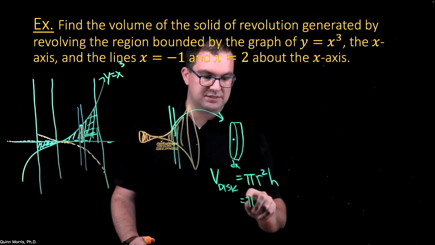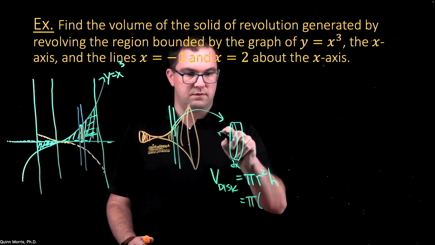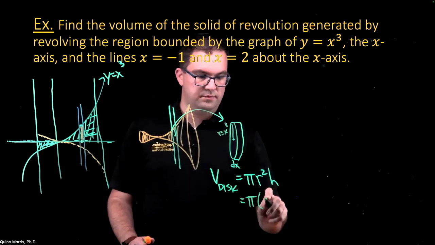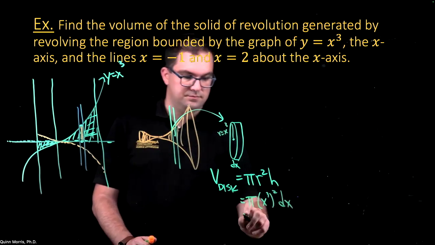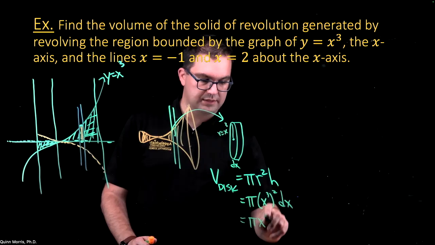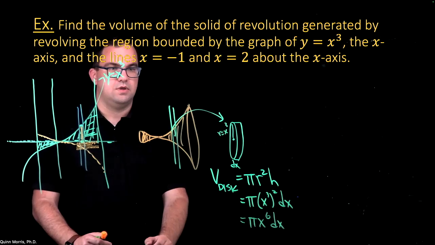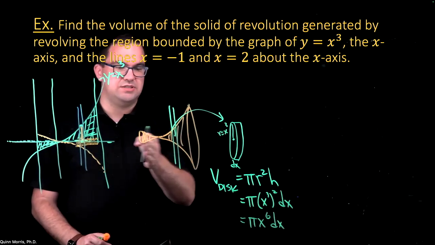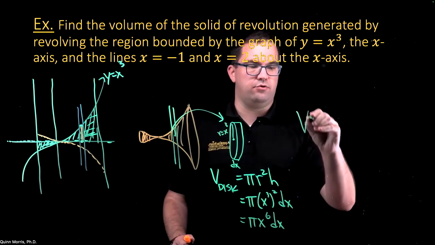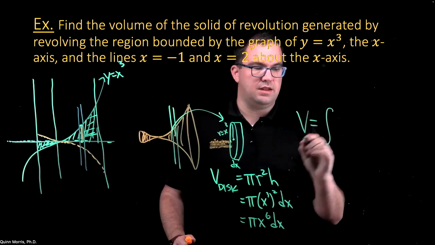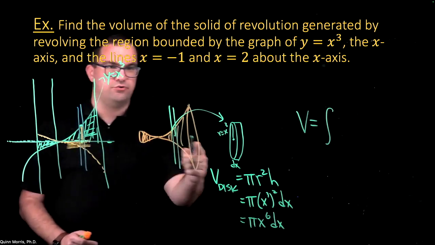So the volume of my disk is pi times my radius, which is x cubed, squared, times my height, which is dx, or pi x to the 6th dx. Well, now that I have the volume of this disk, I just need to add up all of these disks. And so to get my total volume, I want to integrate across my entire range of x values that are creating my solid.